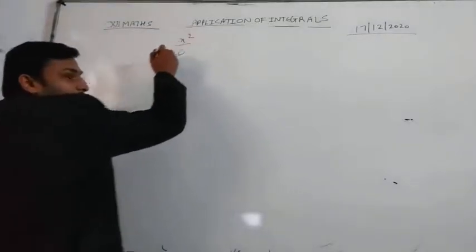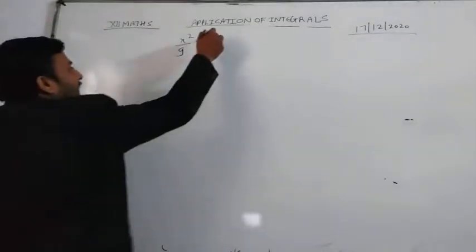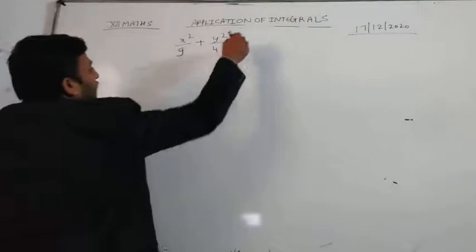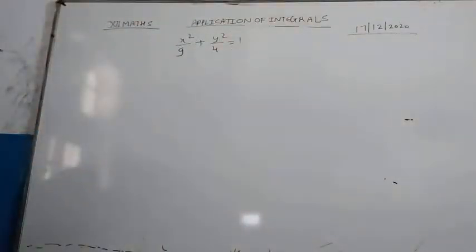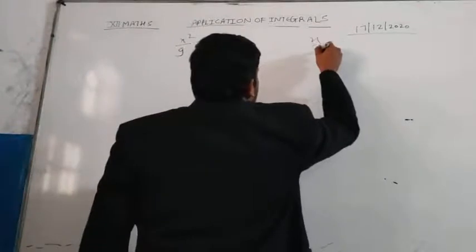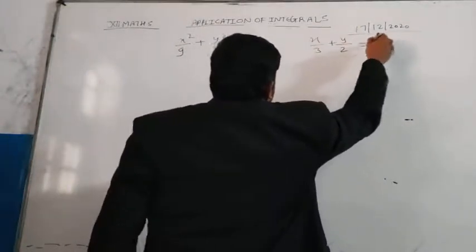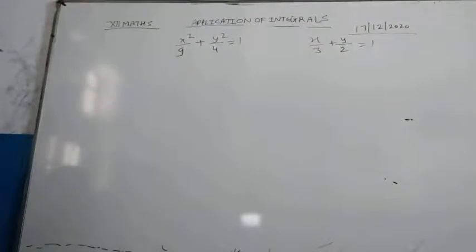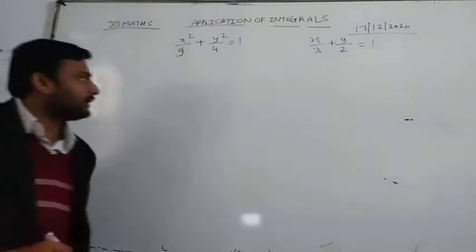find the area of the smaller region x²/9 + y²/4 = 1 and x/3 + y/2 = 1. Okay. x²/9 + y²/4 = 1, and x/3 + y/2 = 1.